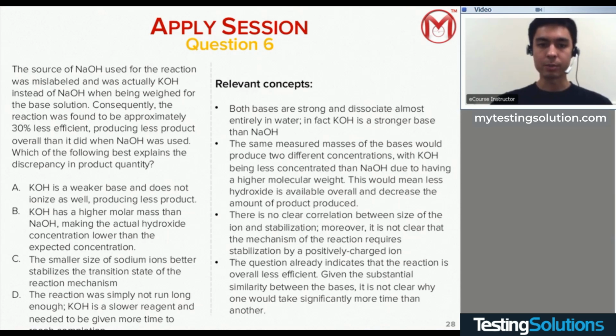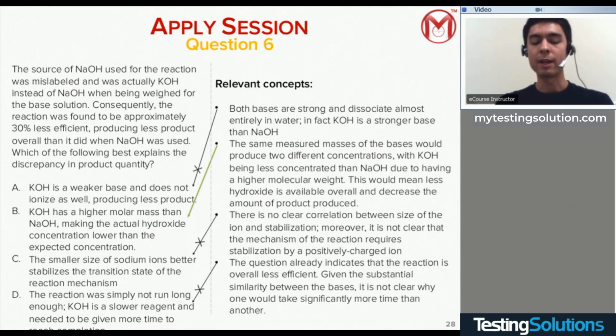Relevant concepts here, we can do a process of elimination. For A, KOH is a weaker base and doesn't ionize as well, meaning it produces less product. KOH is actually a stronger base than NaOH, and both bases are very, very strong. They're both going to dissociate almost entirely. So that answer is not very good.